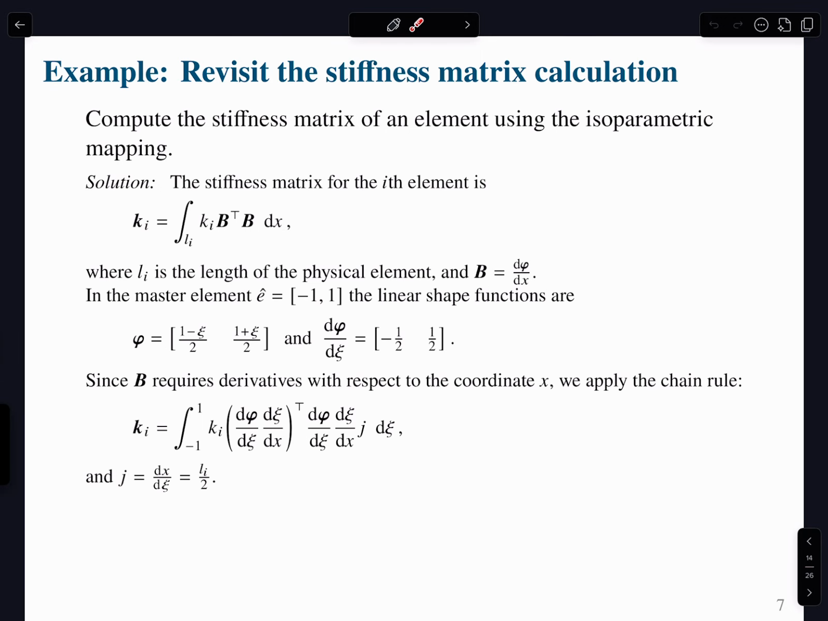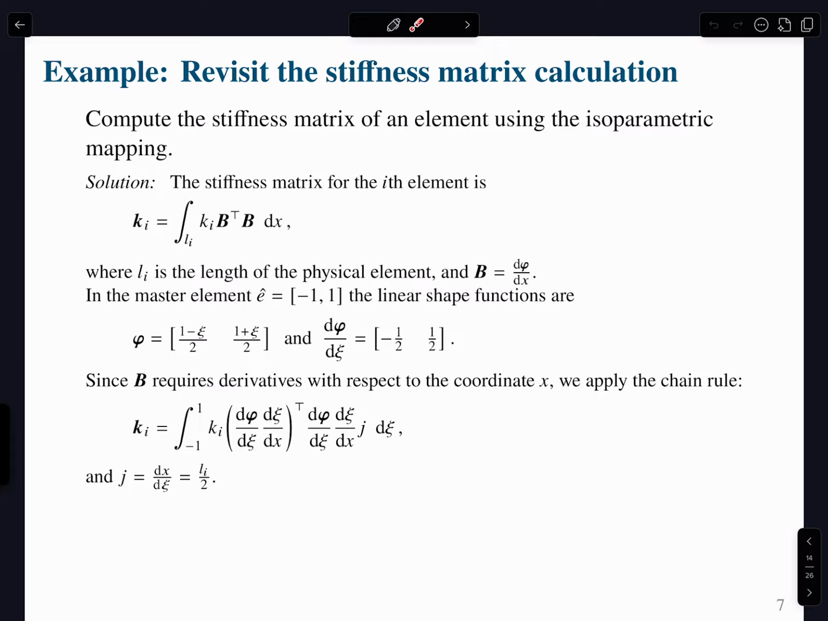So let's take a look. Now, if I'm going to be carrying out the integral in the master element, my shape functions are straightforward, the same shape functions we looked at earlier, right? And the derivatives are constant, minus 1/2 and 1/2. And so since B requires derivative with respect to the coordinate x, right, we apply the chain rule. So then B, which is supposed to be d phi dx, but phi is defined with respect to xi, now I have d phi d xi times d xi dx.